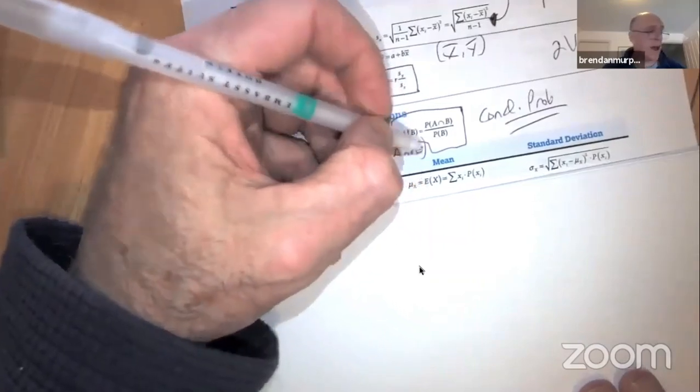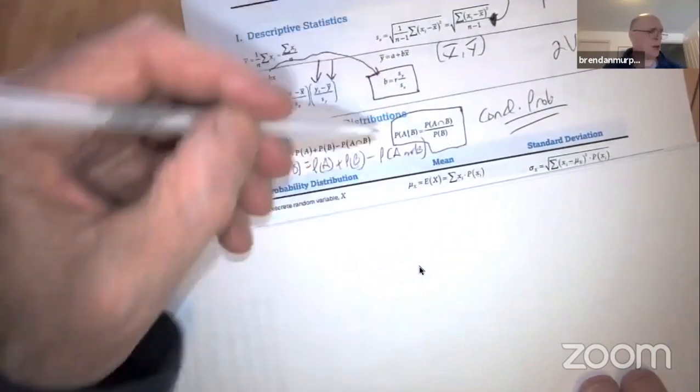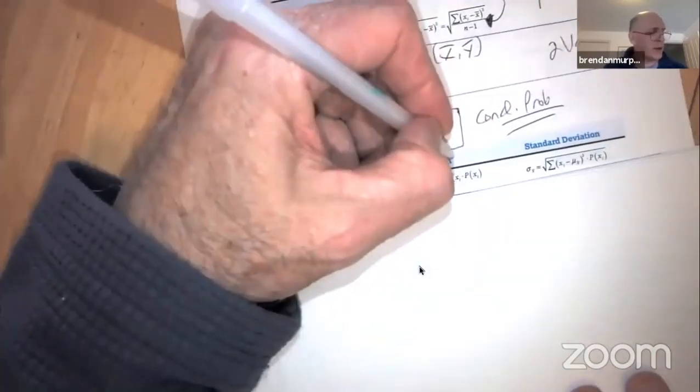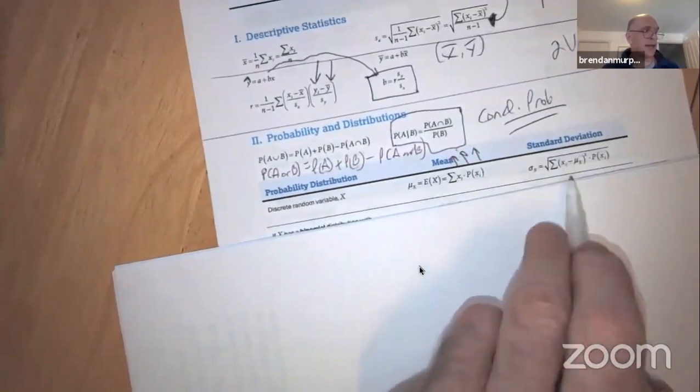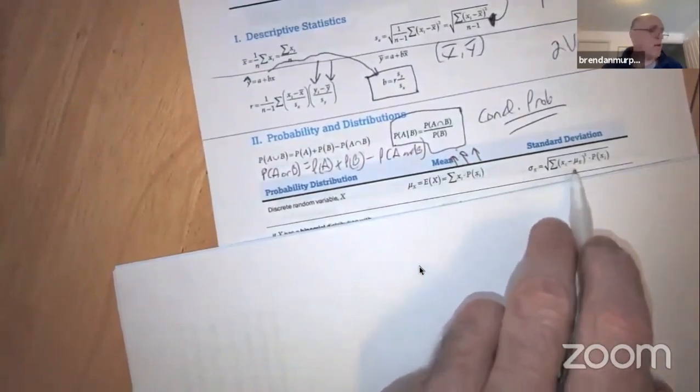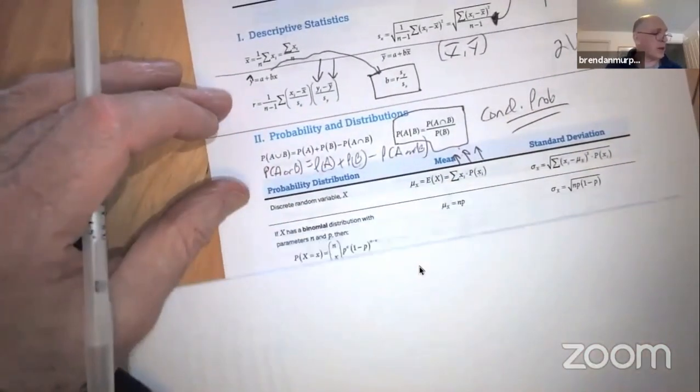So mu of x, the mean, the expected value of x, is the sum of the outcome times the probability. Well, I think I did that a couple of times when I was doing my random variables. And again, if you look right above it, it says mean. So that's pretty good. Good to know. Here's the standard deviation of a discrete random variable. Again, not a nice clean formula. And if you need it, it's there. And if you don't need it, that's okay too.